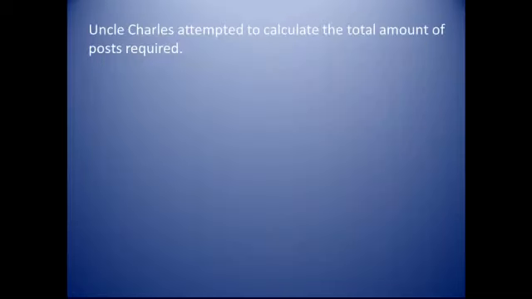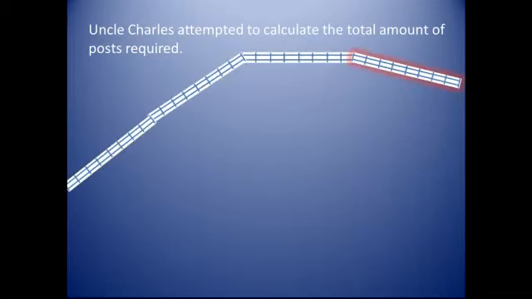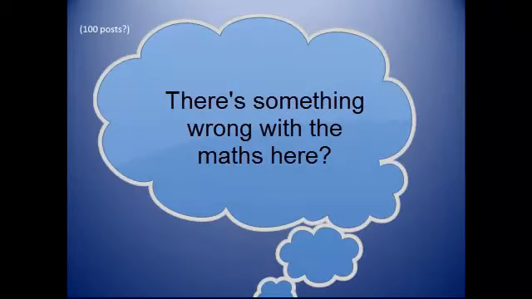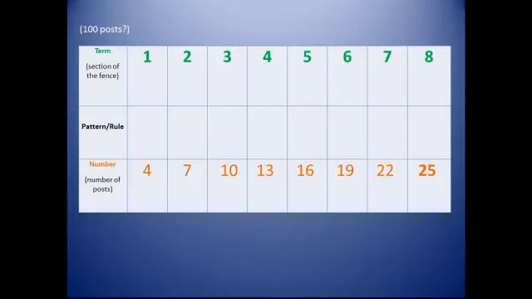Did you find anything wrong with Uncle Charles's calculation? 4 sides of the fence, 25 posts by 4 sides equals 100 posts required. Isn't that right? George wasn't convinced that Uncle Charles's calculation of 100 posts was correct, and he wanted to double check, so he looked at the pattern and the table of values.